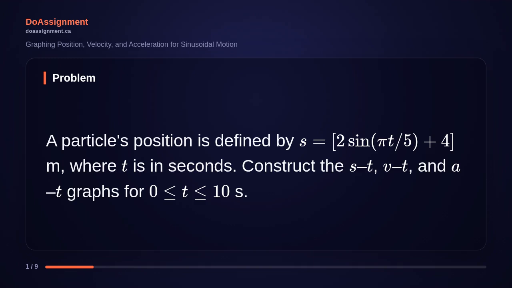A particle's position is defined by s equals 2 sine of pi t over 5 plus 4 in meters, where t is in seconds. Construct the s versus t, v versus t, and a versus t graphs for t ranging from 0 to 10 seconds. Now let us work through the solution step by step.